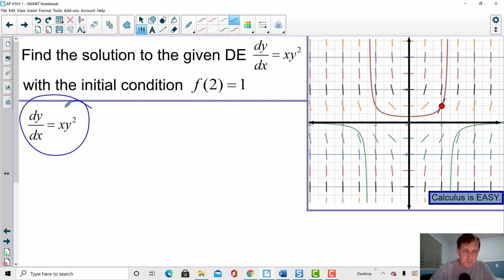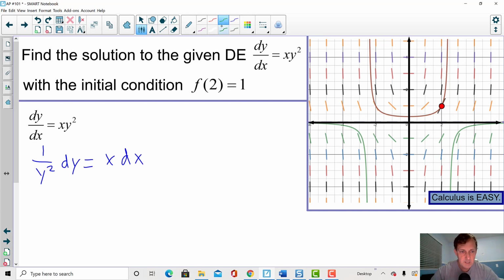First thing we want to do is separate all the x's on one side and all the y's on the other side. So I want to multiply both sides by dx, and I'm going to divide both sides by y squared. There we go. And I'm going to want to do the integral of both sides. On the left side, I'm going to rewrite 1 over y squared as y to the power of -2.